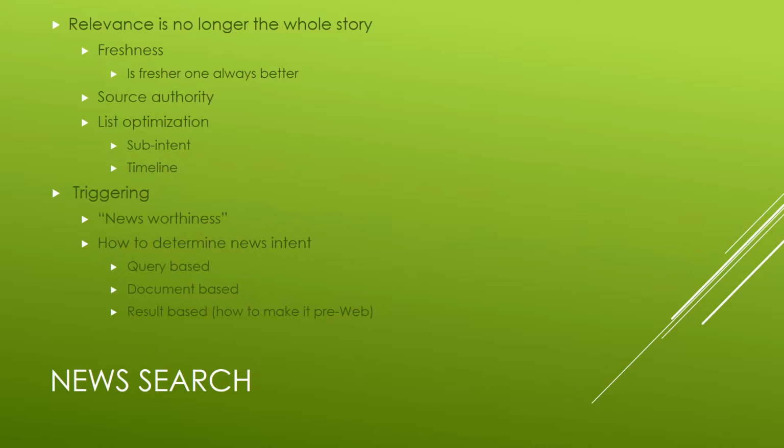Another problem is triggering, because the majority of news search actually happens in web search, and users don't go to the news vertical to search for news. Users just stay on web search and search whatever they like, and we need to decide when it's time to show news results. Is that decision based on the query? Is that decision based on the document? Or is that decision based on the result? If it is based on the result, basically you get news search results and take a look at whether they're good or not, and then make a decision based on that.